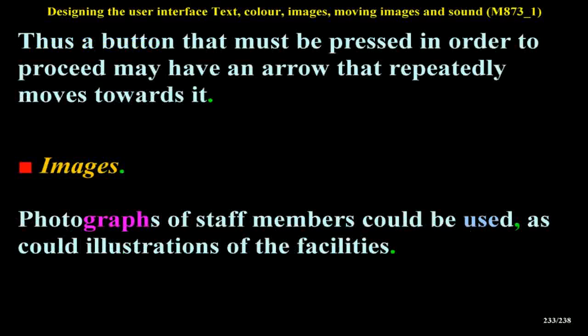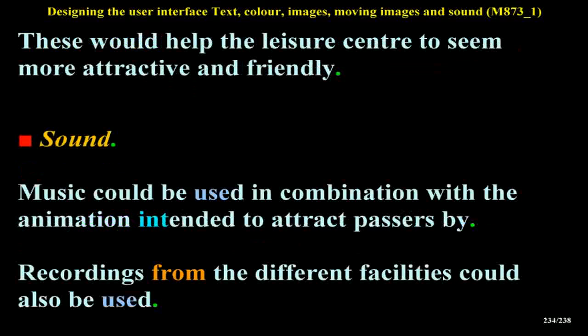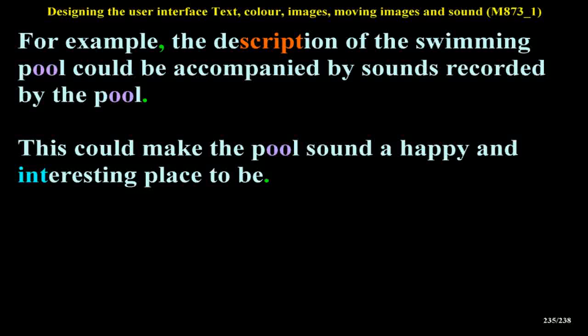Images. Photographs of staff members could be used, as could illustrations of the facilities. These would help the leisure center to seem more attractive and friendly. Sound. Music could be used in combination with the animation intended to attract passers-by. Recordings from the different facilities could also be used. For example, the description of the swimming pool could be accompanied by sounds recorded by the pool. This could make the pool sound a happy and interesting place to be.